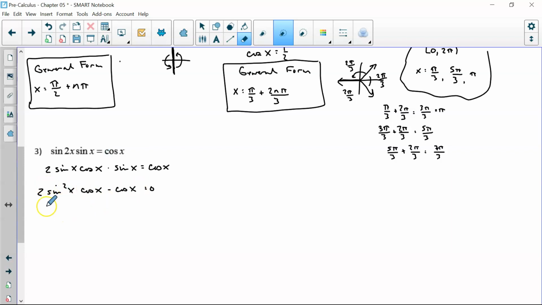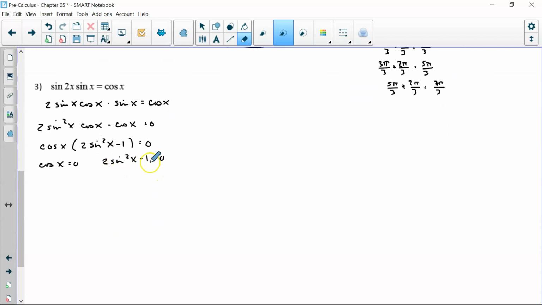Now we have a common factor, the cosine of x. So cosine of x times 2 sine squared x minus 1 equals 0. It's factored, set each factor equal to 0. Cosine of x equals 0. 2 sine squared x minus 1 equals 0. So we add 1, 2 sine squared x equals 1. We divide by 2, so sine squared x equals 1/2.